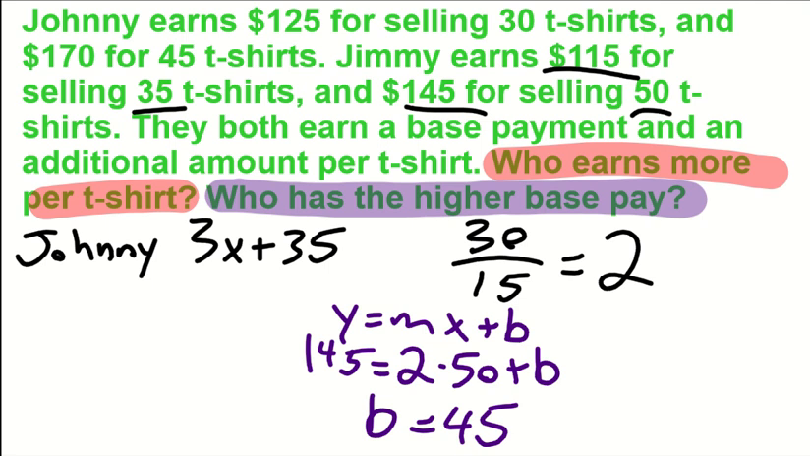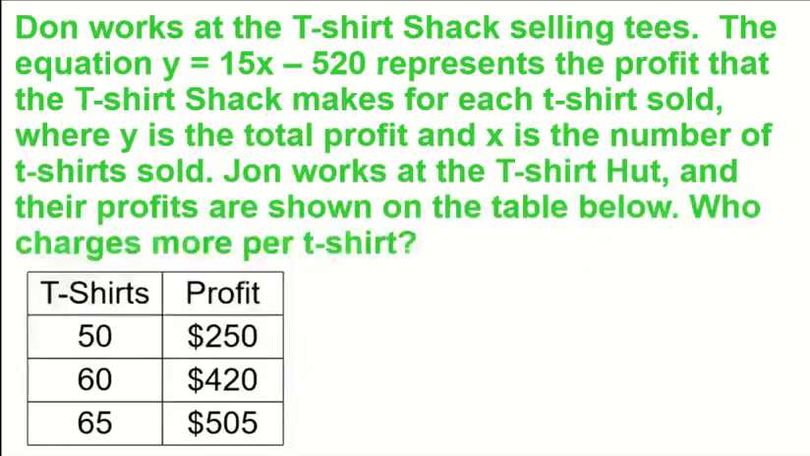So who has the higher base pay? Jimmy. The base pay would be the y-intercept. Jimmy's base pay is 45. Johnny's base pay is 35. Everybody see what I'm saying? That's what this is. It's going to be finding the two pieces that they want you to compare. Y'all go ahead and try this.